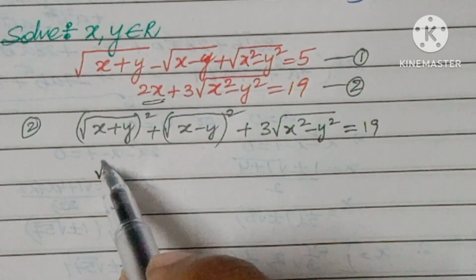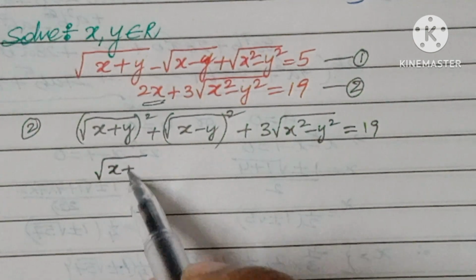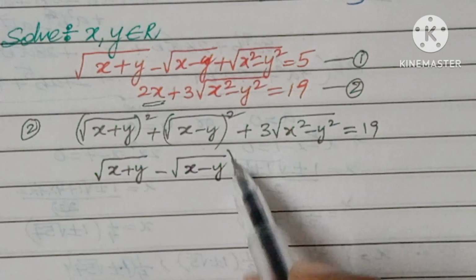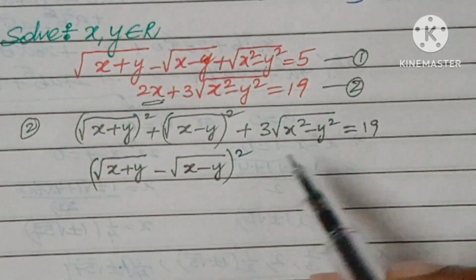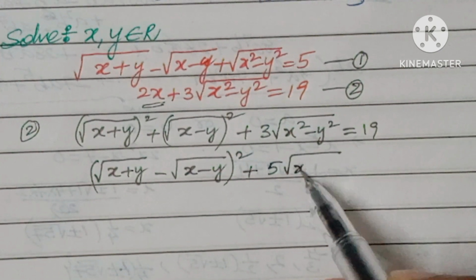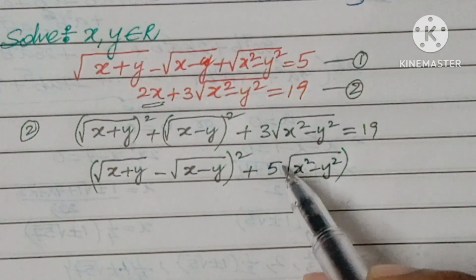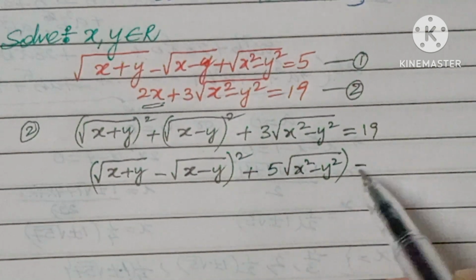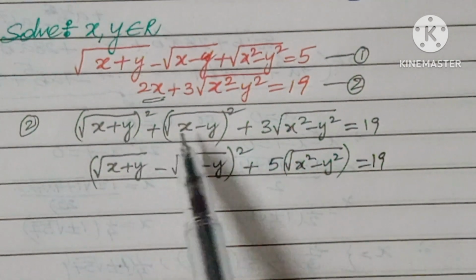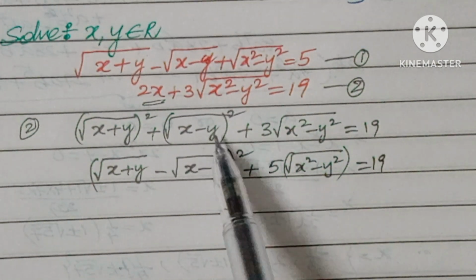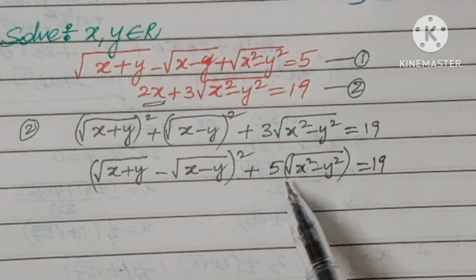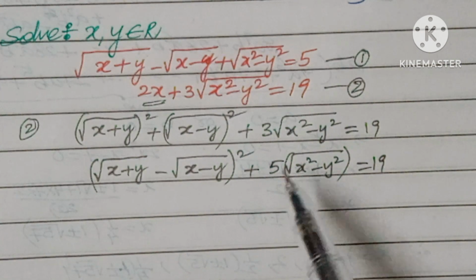Now this can be written as root of x plus y minus root of x minus y whole square plus 5 root of x square minus y square is equal to 90. Here a square plus b square is there, so we are doing minus 2ab and adding 2ab here. We are getting 90 now.